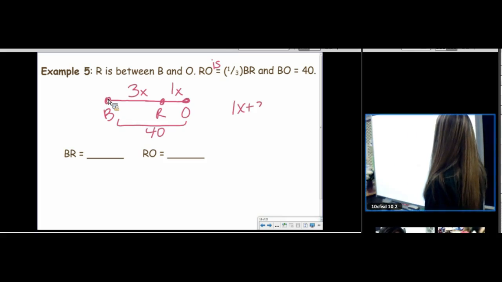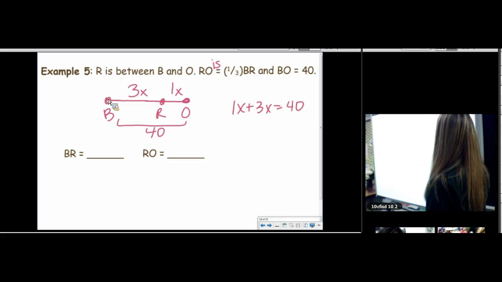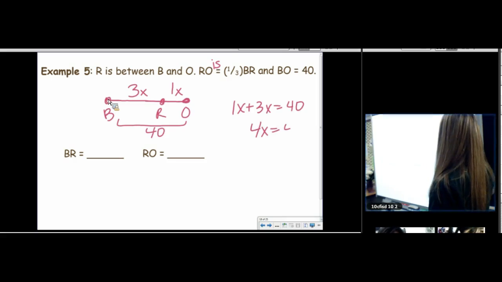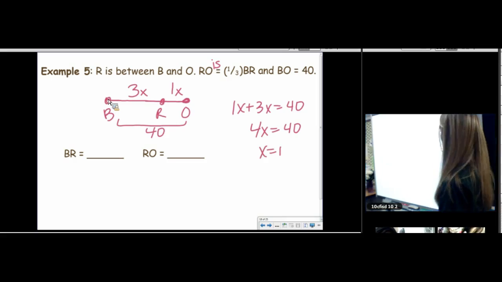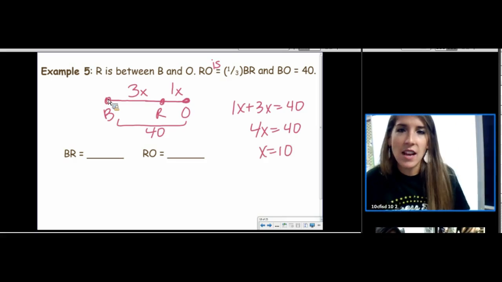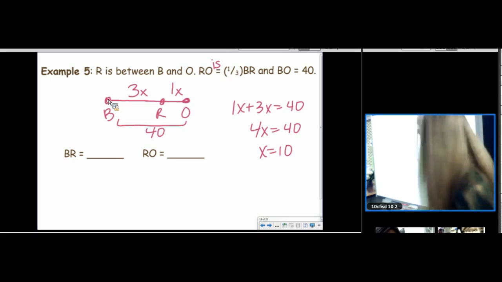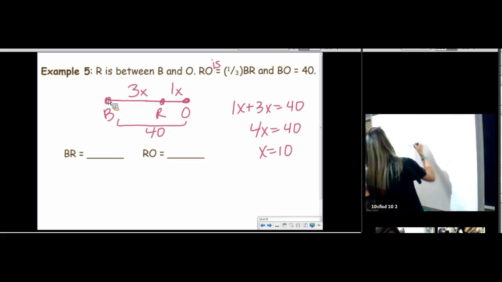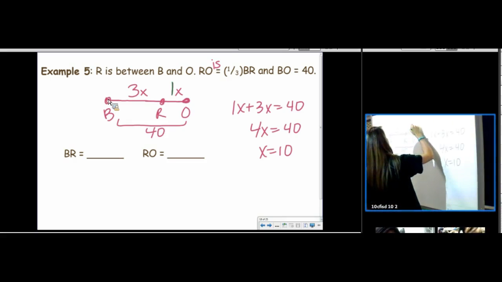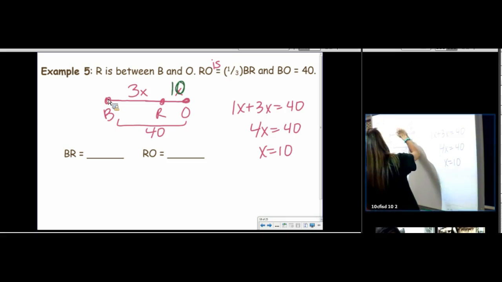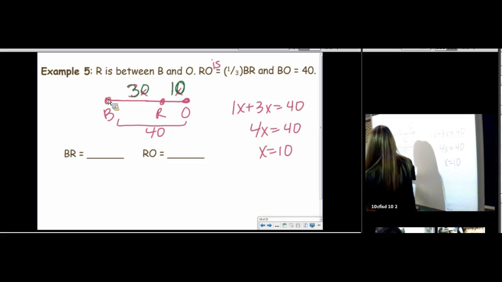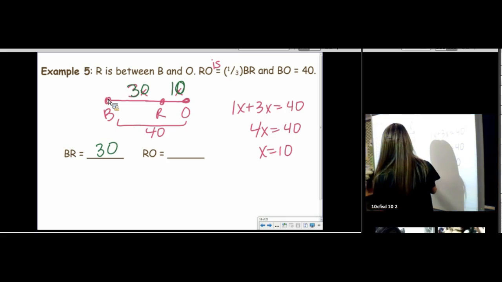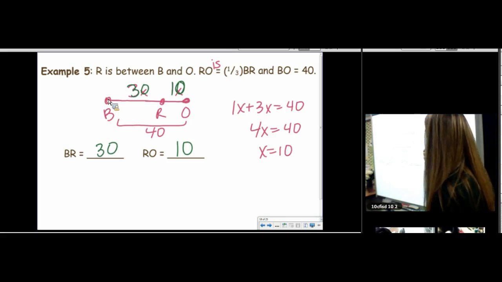1x plus 3x equals 40. 4x equals 40. x equals 10. That's not the length of any of my segments, well, it is for RO. But you just take x and plug it back in. 1 times 10 is 10, and 3 times 10 is 30. So BR is 30 and RO is 10.